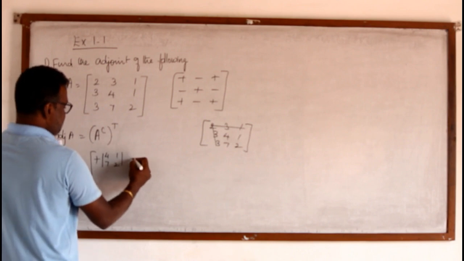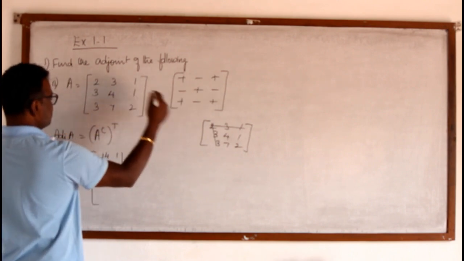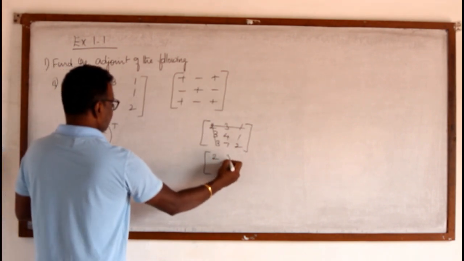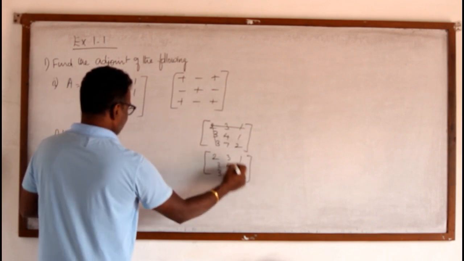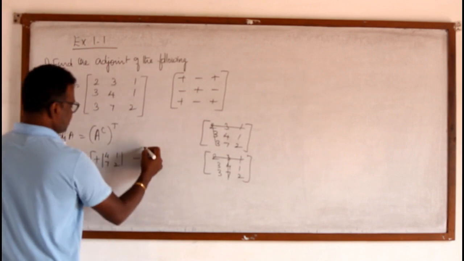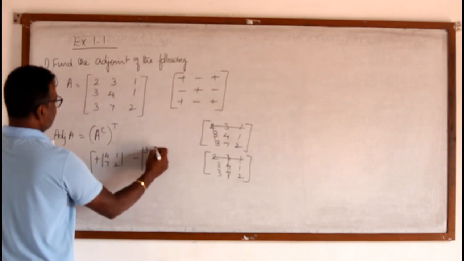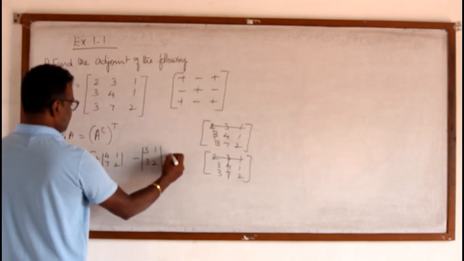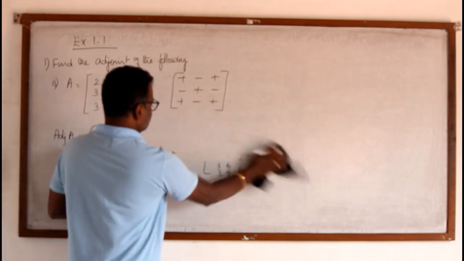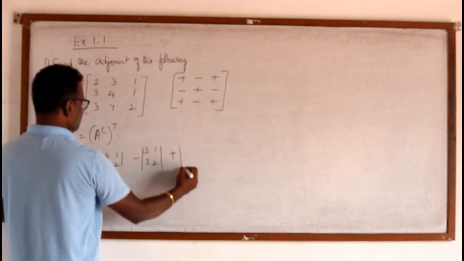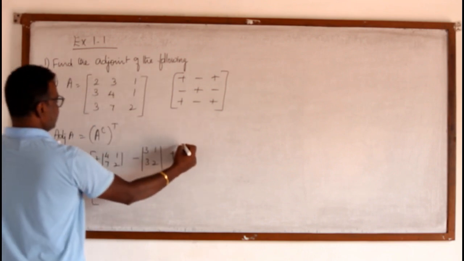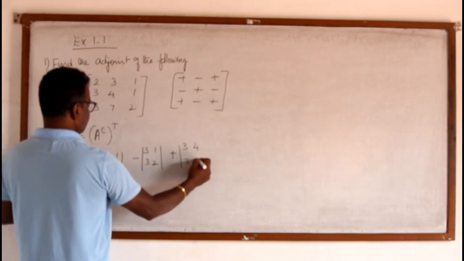Second element is minus, isn't it? The sign is minus, so minus, 2, 3, 1, 3, 4, 1, 3, 7, 2. Omit the row and column of the second element. So what is remaining? 3, 1, 3, 2. Next element is plus, so plus. Omit the row and column of 1. Now you can easily recognize. It is 3, 4, 3, 7.